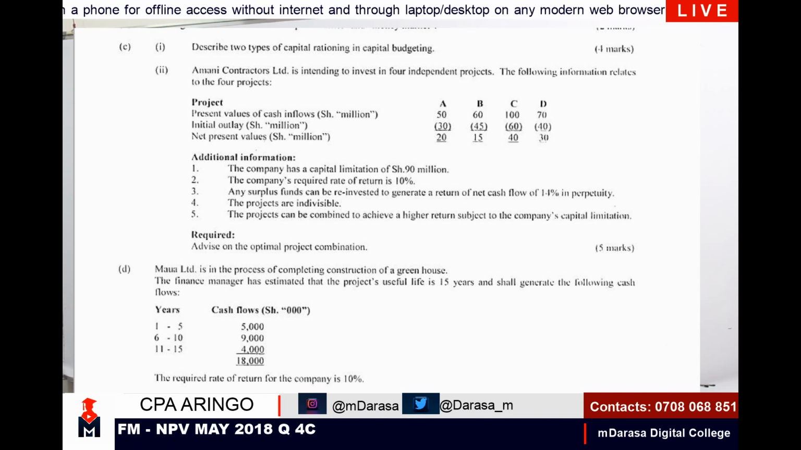So in this case, my good students, first of all, you need to advise on the optimal project combination. And for the optimal project combination, of course, we are going to talk about the aspect of the projects that, if we combine, will give us a maximum, or rather an optimum NPV. That is to say, we should be talking of the following. I'm having the four projects.